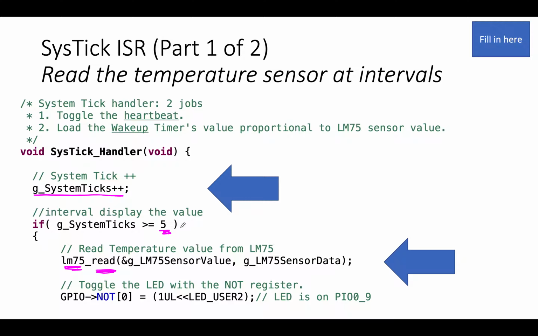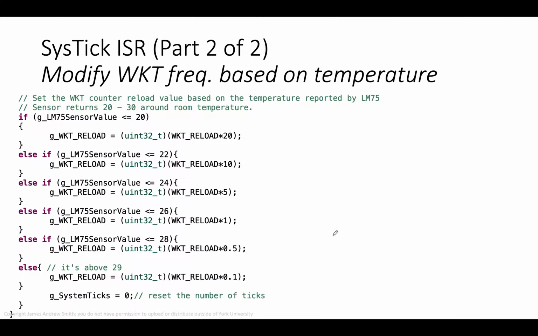And then basically what will happen from there is that you end up toggling the LED that's associated with the system timer so that you can see the heartbeat. Okay, so this is the heartbeat right here. Next, based on the temperature value, what we want to do is modify the frequency of the wake up timer.